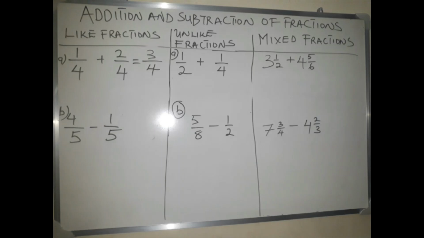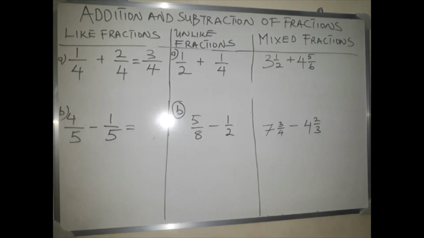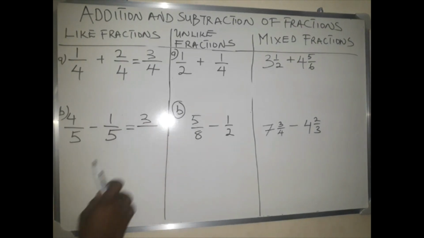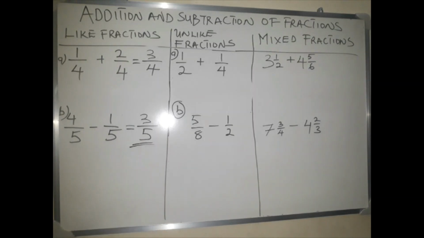Now, let's go to the second example, which is 4 over 5 minus 1 over 5. The same rule applies because these are like fractions. The only thing you subtract here are the numerators. You do not subtract the denominators. So now we have 4 minus 1, which will give you 3. Put your over sign. Then you choose one of the denominators, which is 5, and that will give you your answer. Very, very simple.